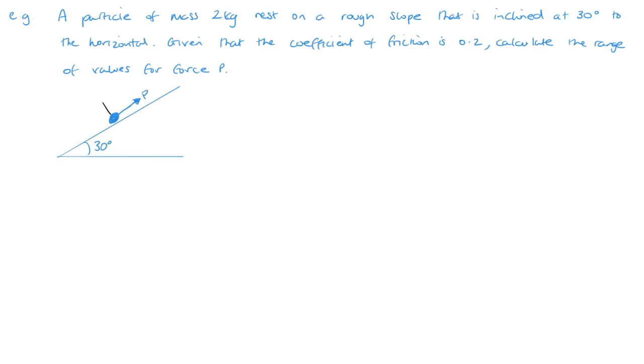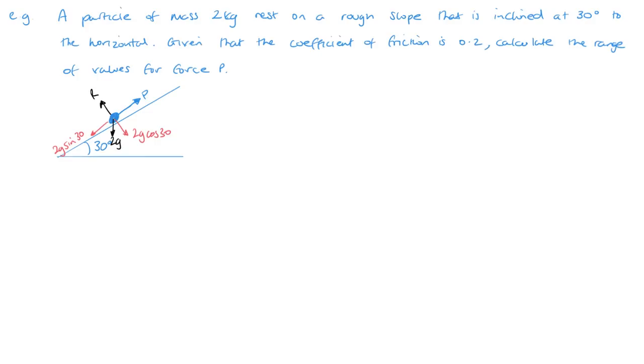So let's put on our information. So that is R, and straight down is 2G. Now I need to resolve these forces. So this one is 2G cos 30, and this one is 2G sine 30. And it tells us that this is at rest on the slope, so it's not moving.